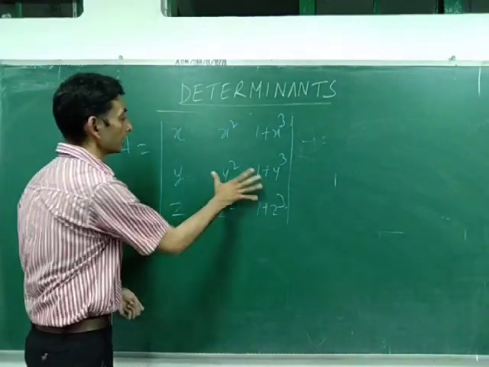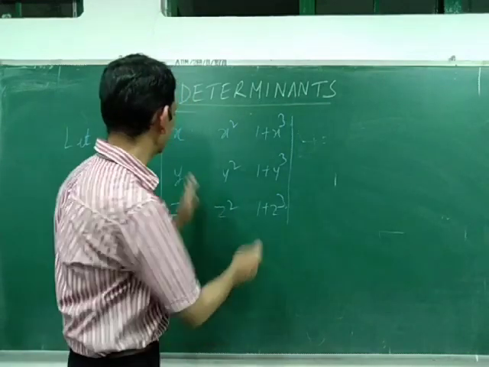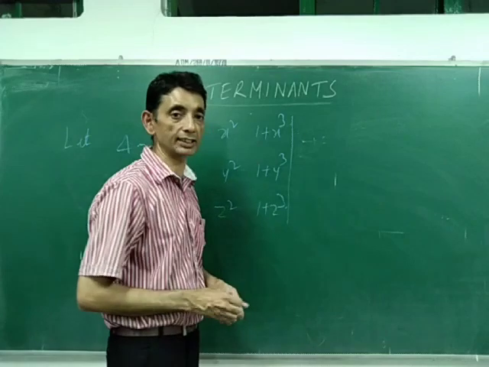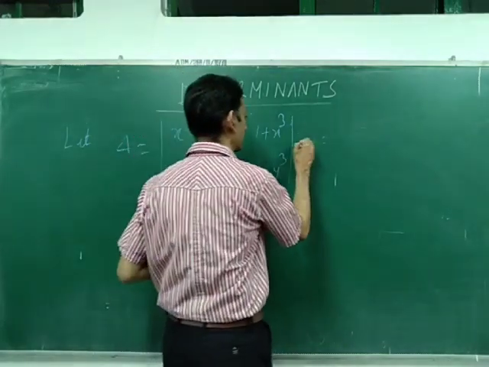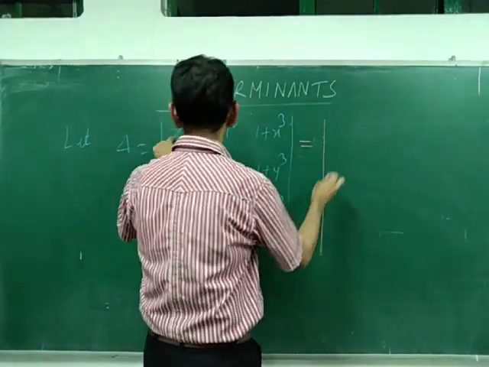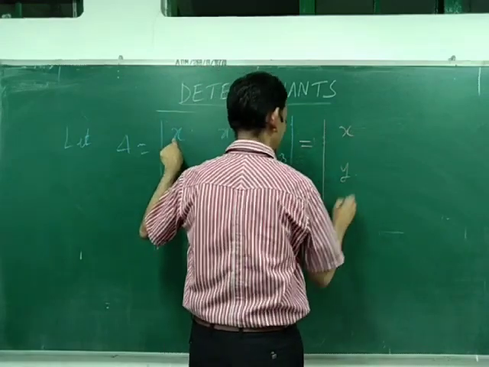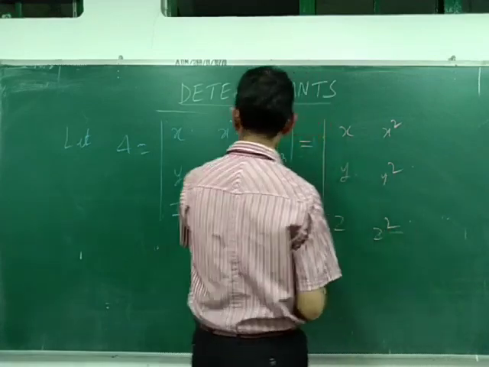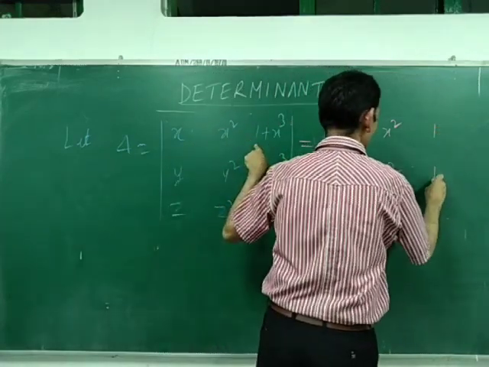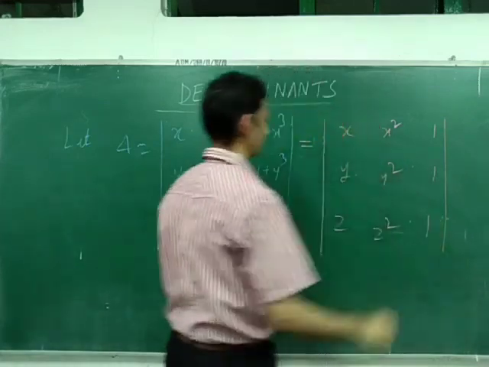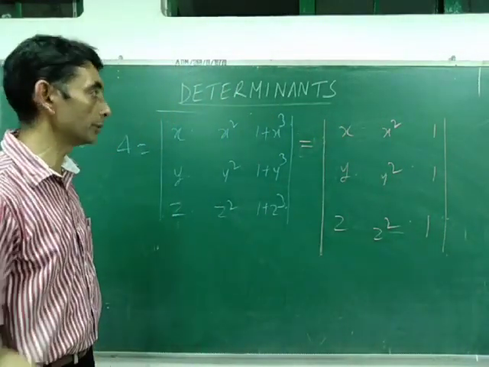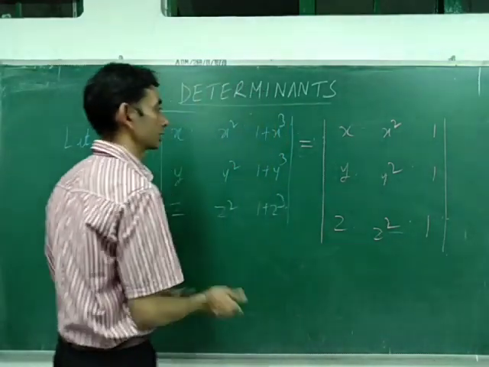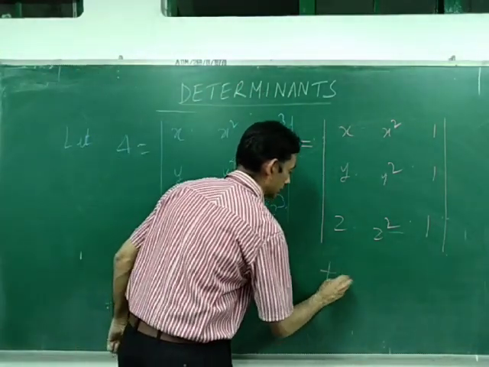Now we'll be using a property. What is the property? If in a determinant a column is expressed as a sum of two numbers, obviously it can be expressed as a sum of two determinants. So we can write this one like this. x, y, z, x, y, z, so there will be x squared, y squared, z squared, and all the first elements will be in the first determinant. So this is determinant 1, then plus there will be another determinant.